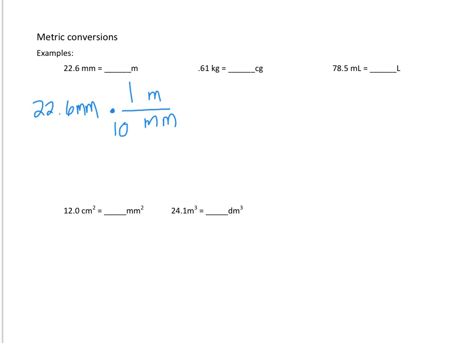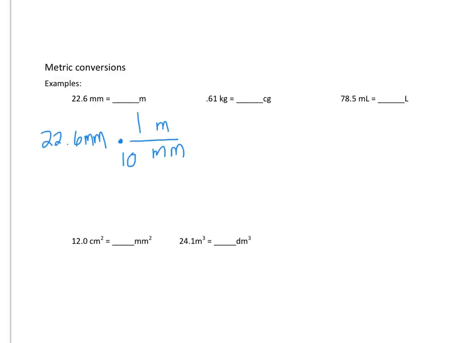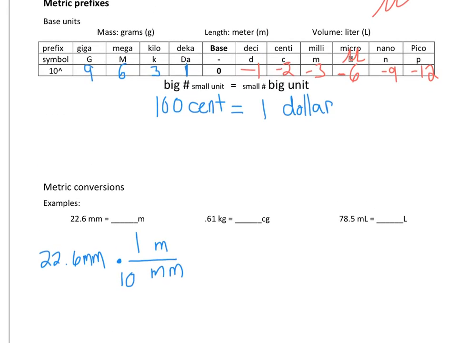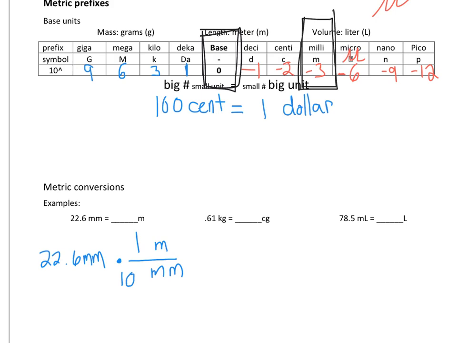To figure out what that power is, you look at your table and you compare your prefixes. So I'm going to go back to look at the table real quick. Meter doesn't have a prefix, so that means it's a base. It's right there. Milli is right here, so let me box those. There's the base, that's my meter, and there's my milli. The positive difference between them is what I put there. So this is -3 and this is 0. The positive difference between them is 3. So this is 10 to the third.